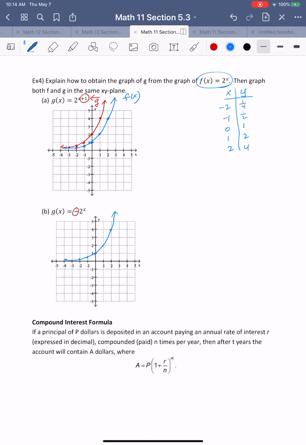This time, we're going to flip it, okay? This is actually the reflection about the x-axis, because of the vertical reflections. So instead of 1/4, I got -1/4, flip down, okay? -1/2, -1, -2, and -4, okay? So the graph is upside down. So this is the graph.